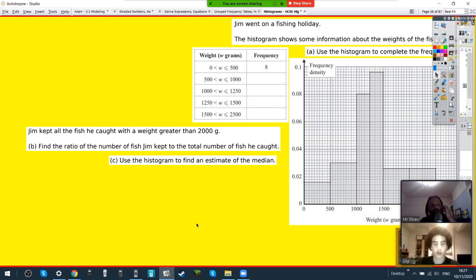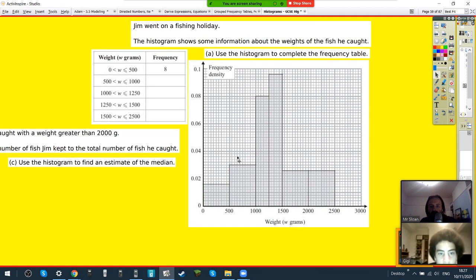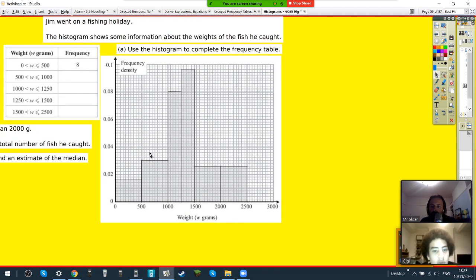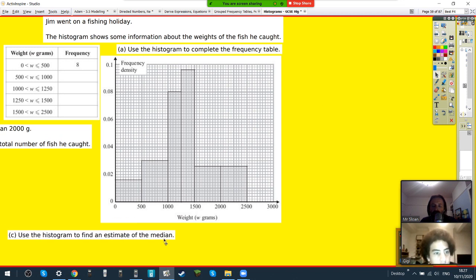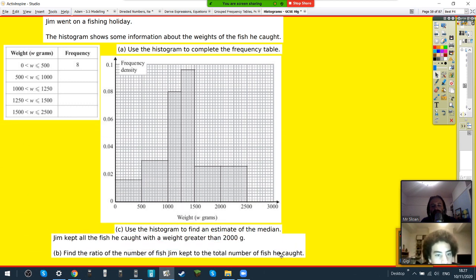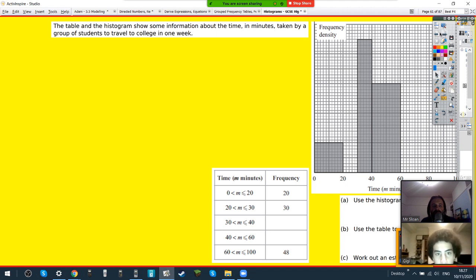Use the histogram to find an estimate of the median. All right. We should delete the histogram first. I think the histogram's completed. I mean the frequency. Don't think we need to. It says use the histogram to find the median. For A is to complete the frequency table. That might not be the best use of your time. Should I just find an estimate for the median? Yeah, I could do that.